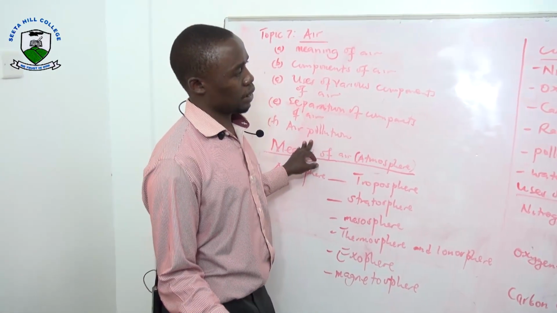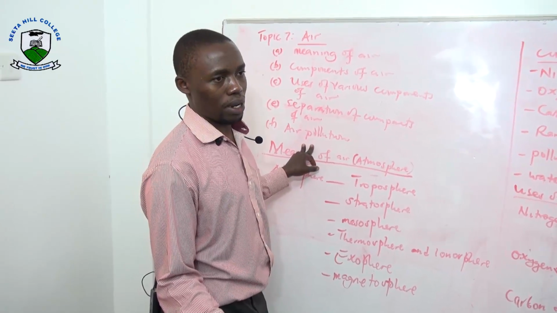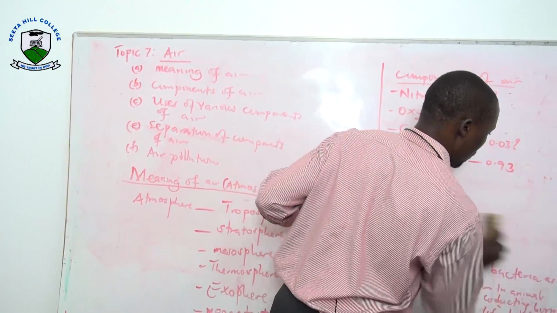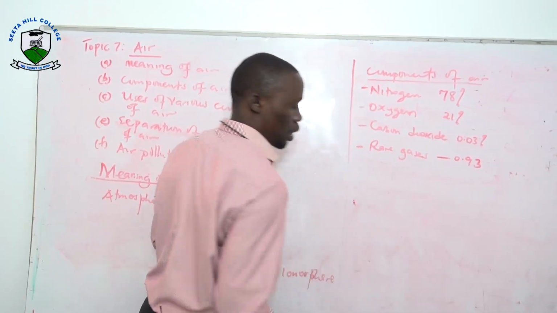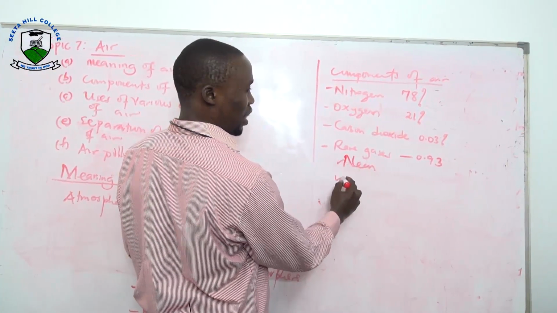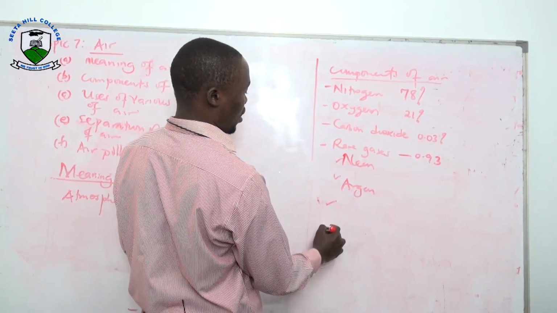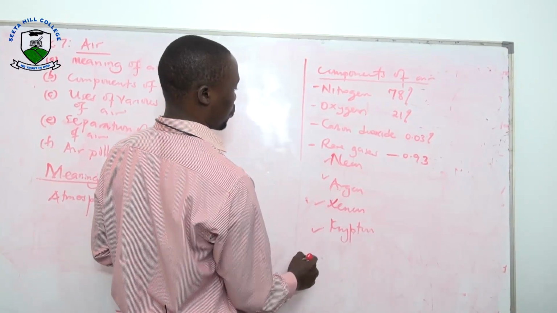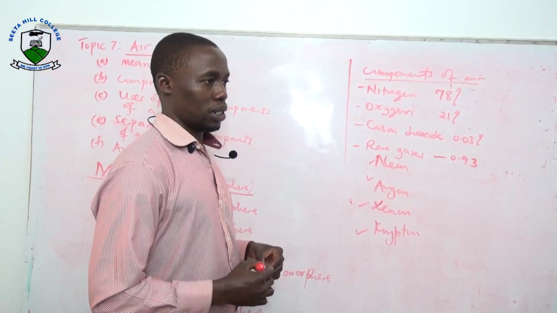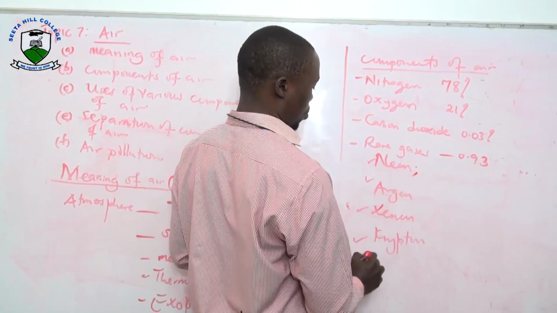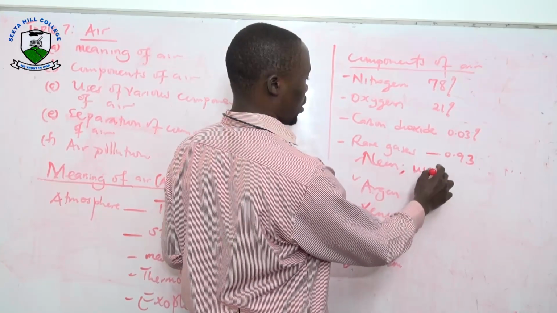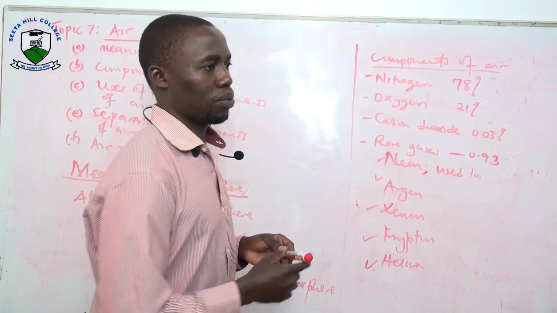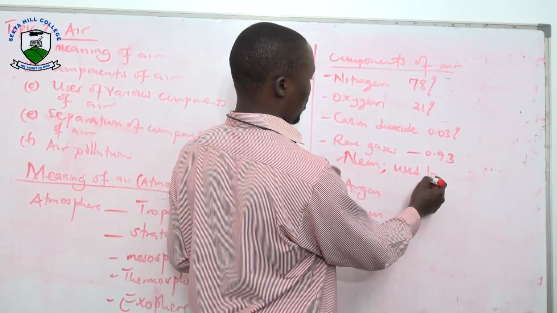Now, could rare gases have some uses? Of course. What are those rare gases? Can somebody remind us which rare gases we have here? Neon, argon, xenon, krypton. Do you know the use of neon? Bulbs. Which bulbs are those? Bulbs having neon. Energy savers.